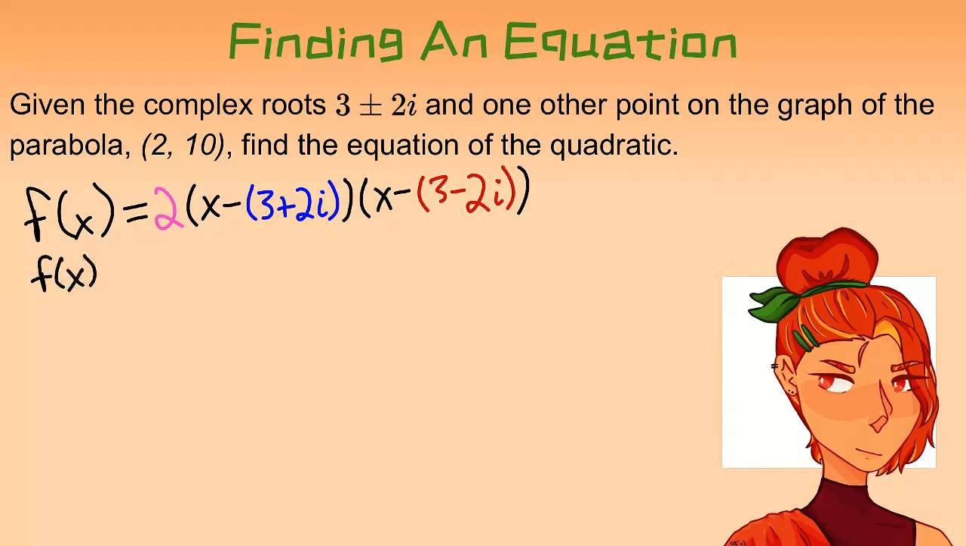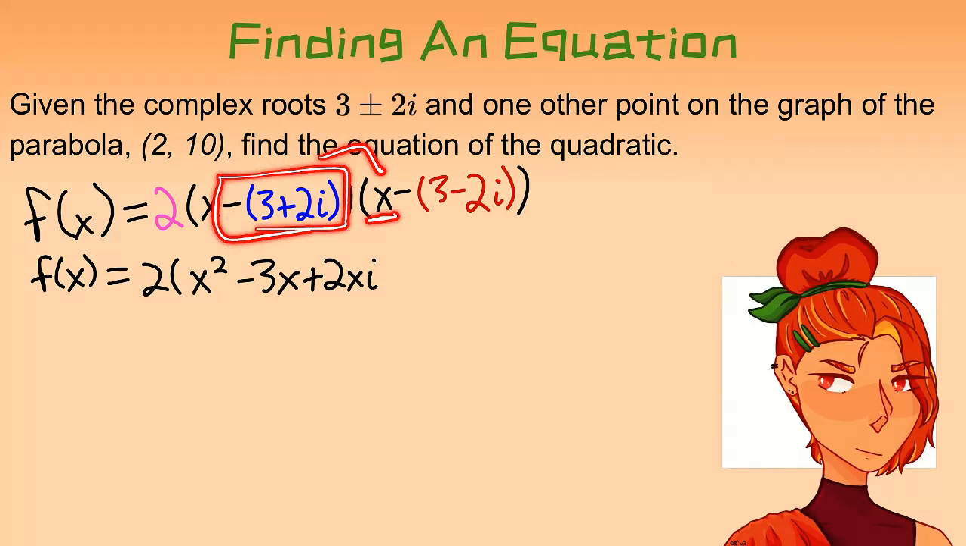All right, so we have f of x is equal to 2 times the quantity. X times x, that's x squared. X times negative 3 is negative 3x. And x times positive 2i is 2xi. Inners, so we're multiplying this times x. So x times negative 3 is negative 3x. X times a negative 2i is negative 2xi. So all we have left are last, and we do recognize, again, that's a FOIL inside a FOIL, so it's kind of a pain in the butt.